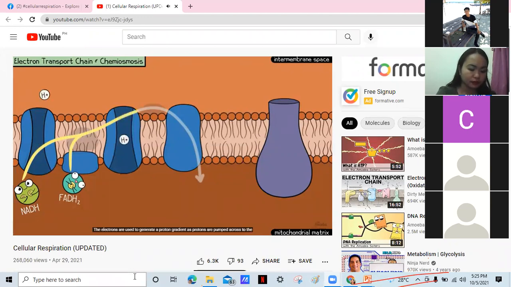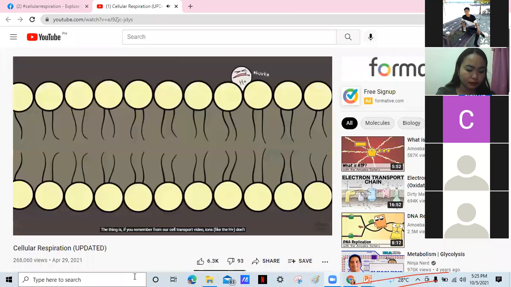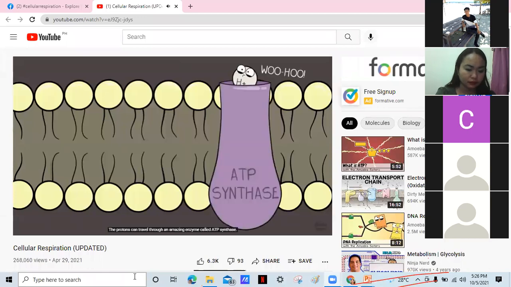The electrons are used to generate a proton gradient, as protons are pumped across to the intermembrane space. All these protons being pumped out into this intermembrane space generates an electrical and chemical gradient. The thing is, if you remember from our cell transport video, ions, like the H+, don't easily travel across membranes directly without something to travel through. The protons can travel through an amazing enzyme called ATP synthase.